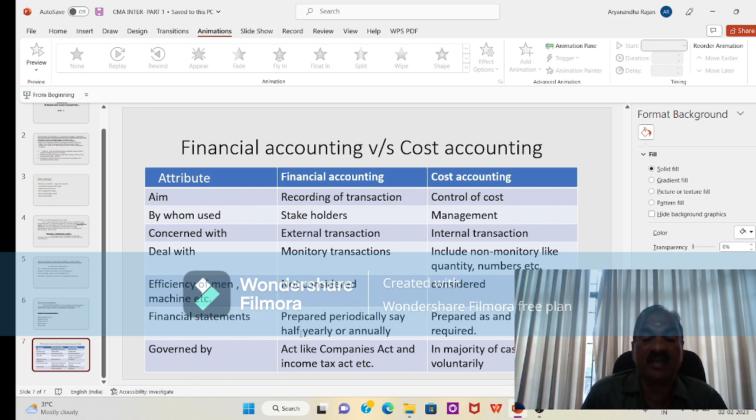Financial accounts are governed by the Companies Act, Income Tax Act, etc. Companies, as per the Companies Act, we are preparing. As per the Income Tax Act, you will have to prepare certain records, and you have to follow generally accepted accounting principles and accepted accounting standards, which should give a true and fair view of the financial statement. Then, in the majority of cases, cost records are maintained by management itself voluntarily for their own decision making purposes. These are the major differences between financial accounting and cost accounting.